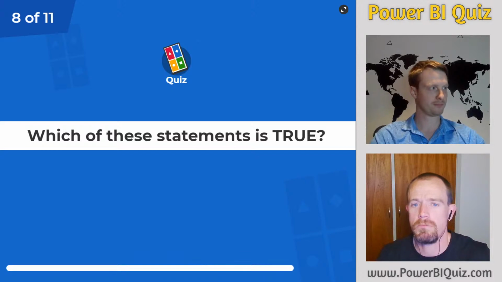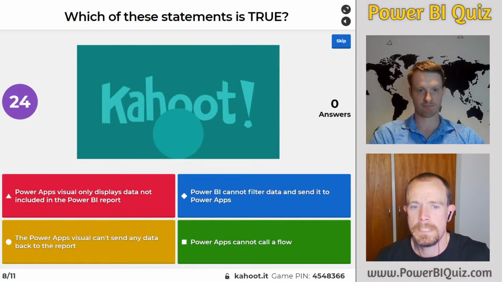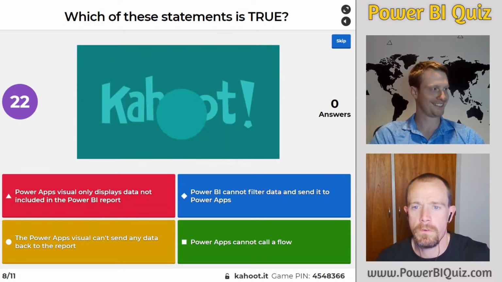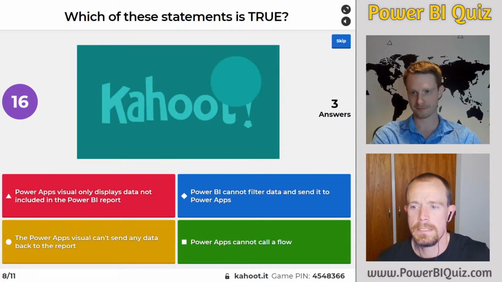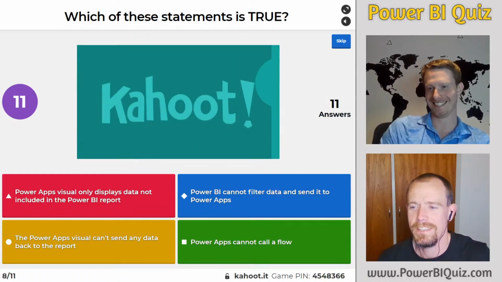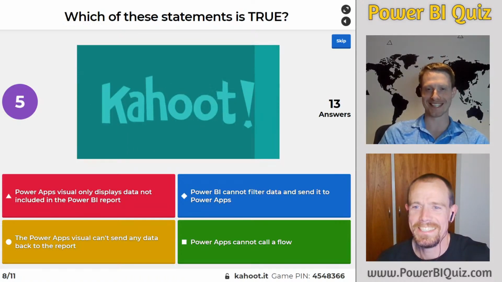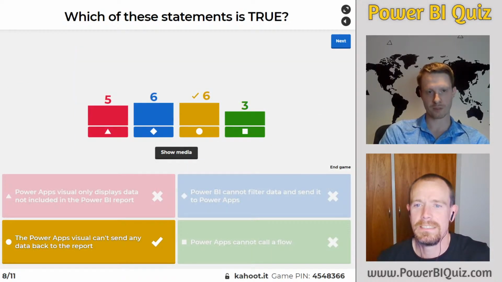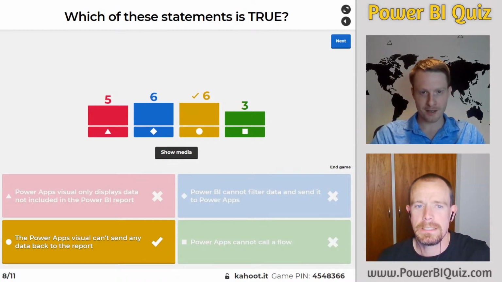Which of these statements is true? There's a lot of text to read, and you only have 30 seconds. And Donald says it's a trap. Yeah, so I don't do the tricks in mine. It's what you see is what you get. Quite a spread over here.